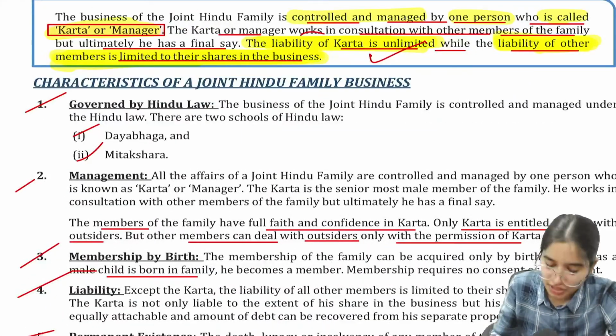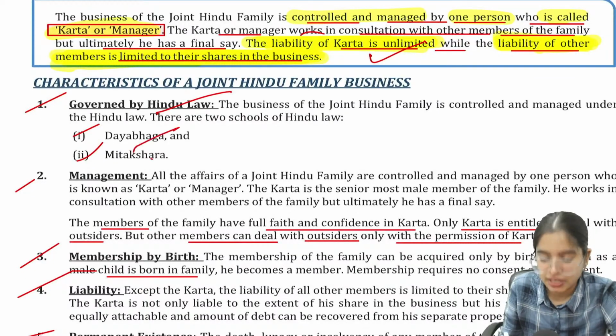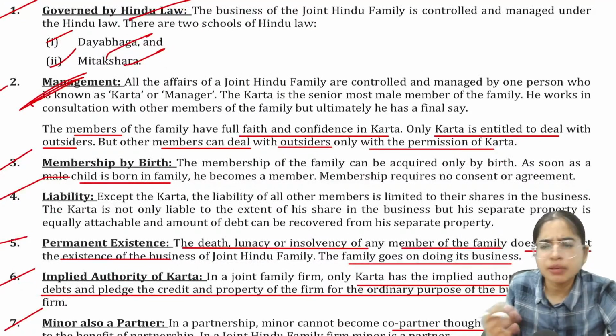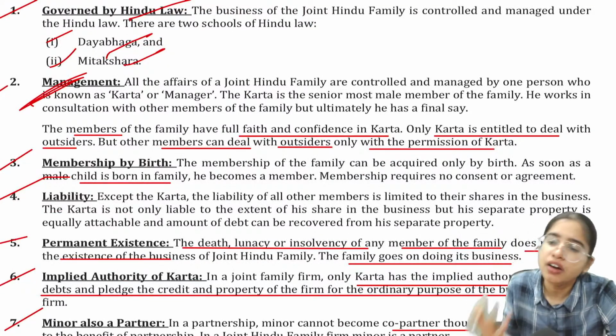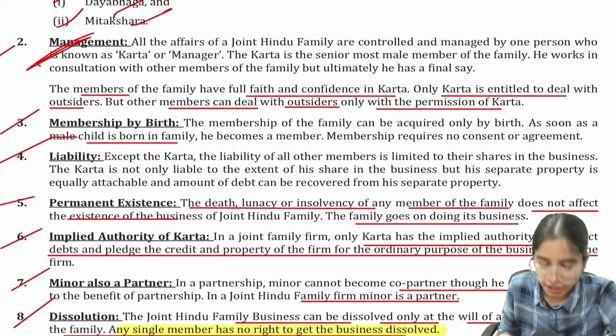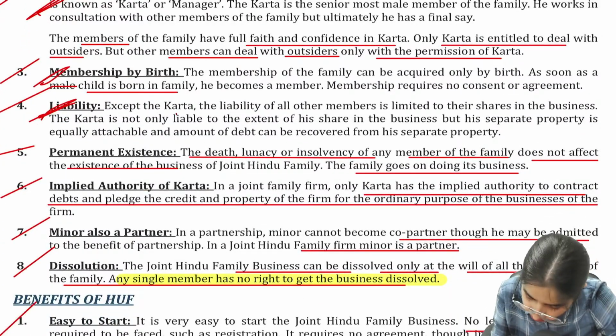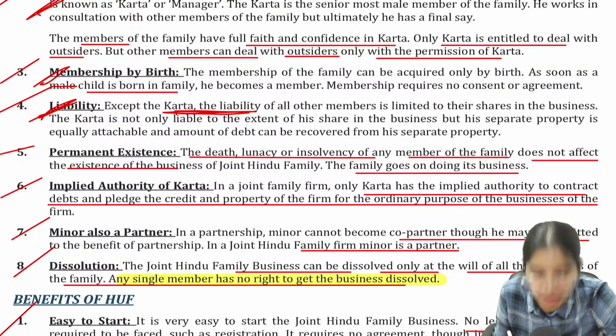Characteristics of HUF, very easy. It is governed by Hindu law. Hindu law is basically Daya Bhaga and Mitakshara. Management is done by Karta. Other members can also help Karta, but it is the Karta's responsibility. Membership is by birth or by marriage. Liability: Karta's liability is unlimited, however the liability of co-partners is limited.